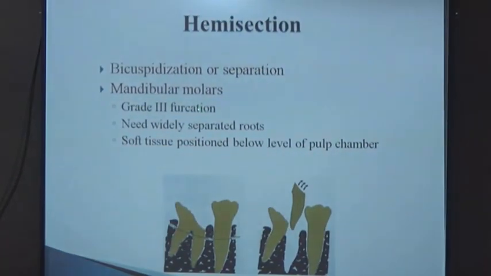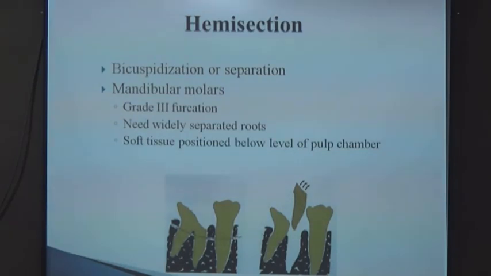See, you remember, mandibular molars, where you will do hemisection: grade 3 furcation, need widely separated roots, soft tissue positioned below the pulp chamber. Now for grade 3 furcation, normally we use tunneling. But in the maxillary molar, tunneling cannot be done. After endodontic treatment, whichever particular root has bone loss, we remove it. When doing so, we give more importance to the distobuccal.